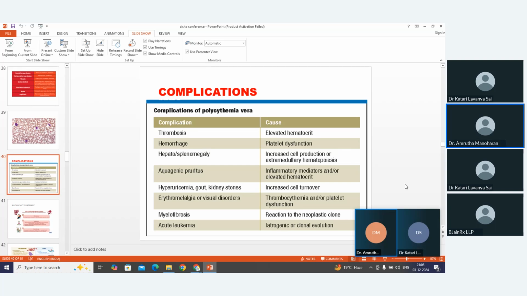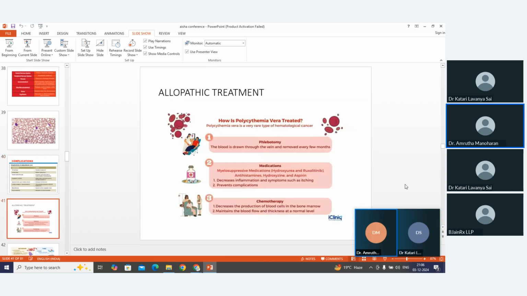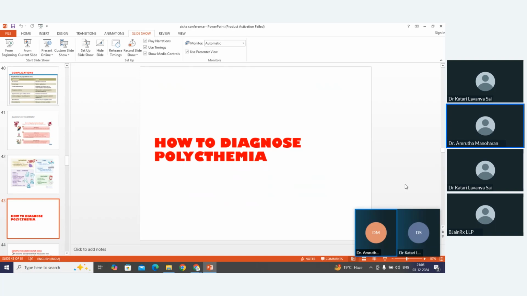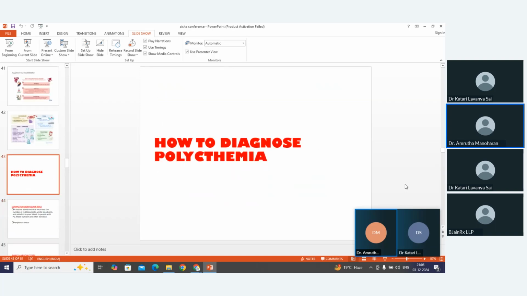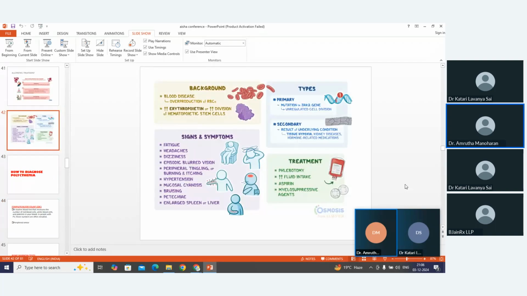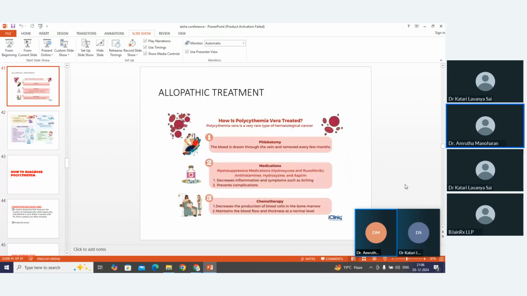Ma'am, slide number 41. Next, medications. They are using some myelosuppressive medications. Myelosuppressive medications include antihistamines, aspirin, etc. Next, chemotherapy. These are the main three management options for polycythemia by an allopathic physician.